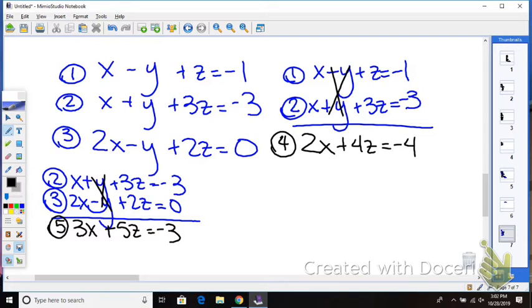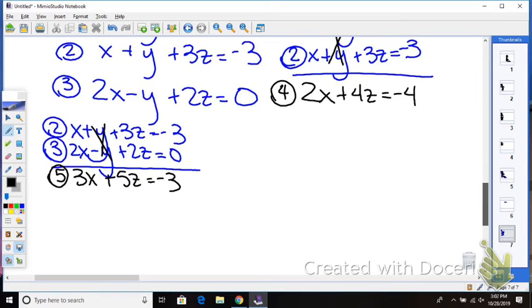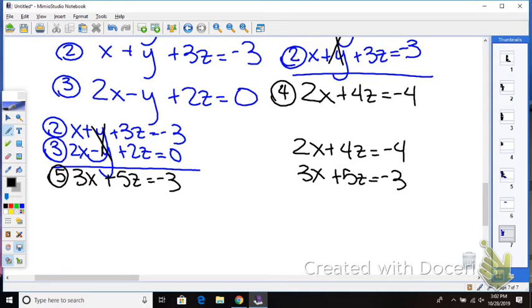You guys agree with me? Okay. Now, your 4 and your 5 should have the same 2 variables, which they do. They both have an x and a z. So now you just need to use 4 and 5 like we did last week, or like we did for the bell ringer today, and eliminate one of the variables.